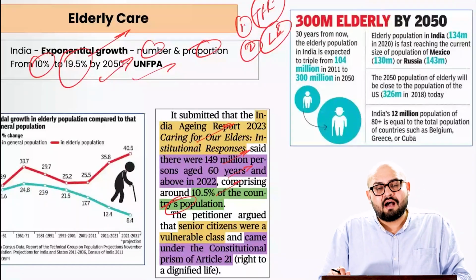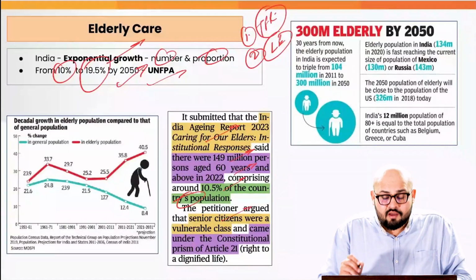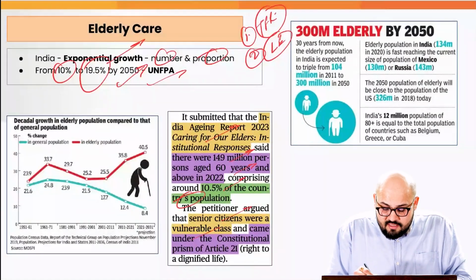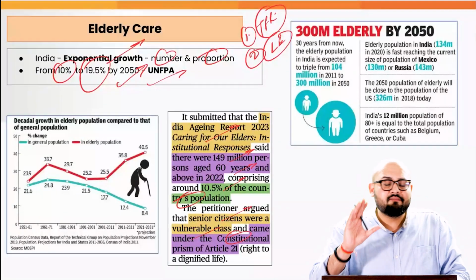The petitioner has argued that there has to be a different ministry because he says that senior citizens were a vulnerable class and came under the constitutional prism of Article 21, which talks about the right to a dignified life, right?